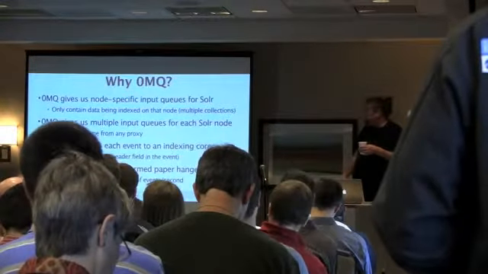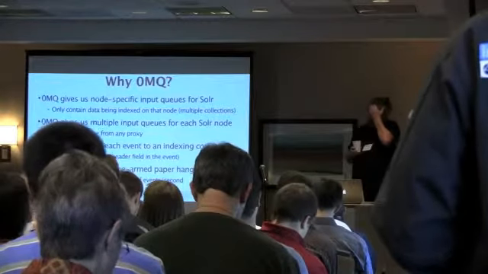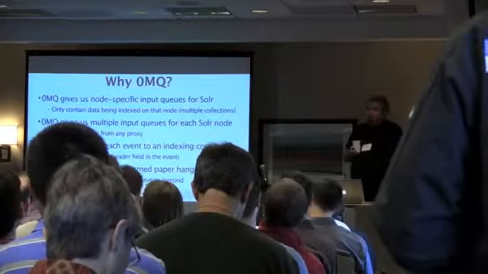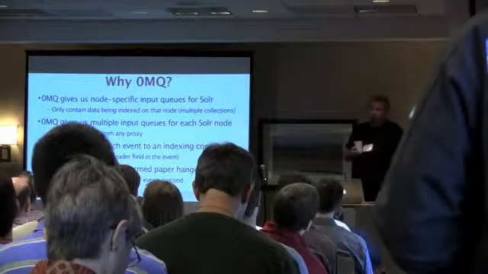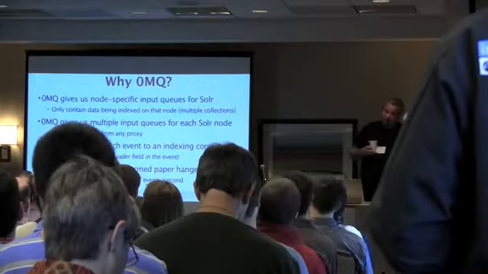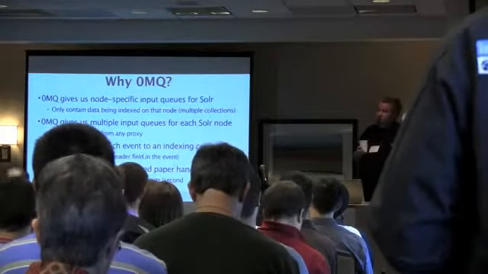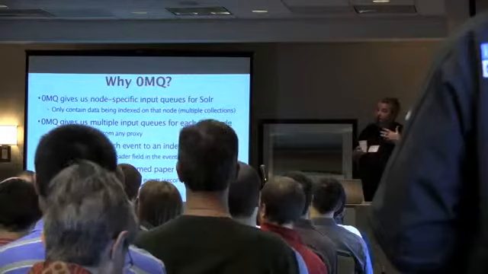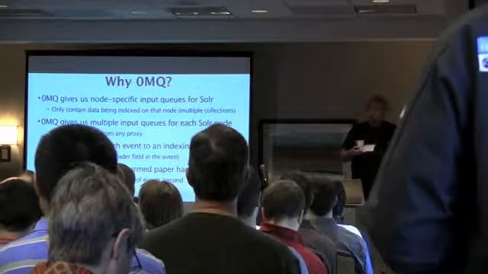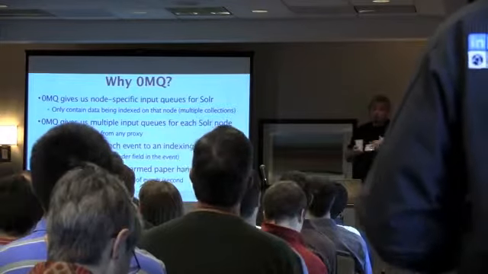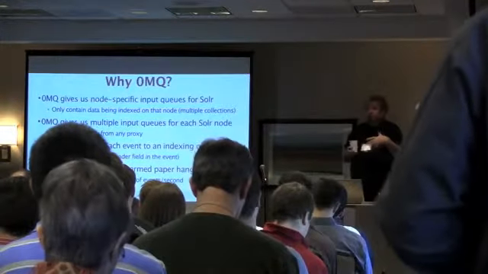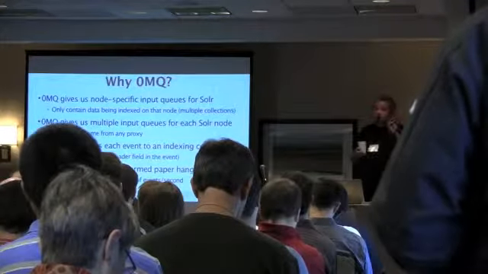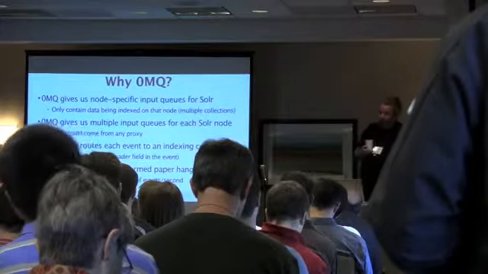So 0MQ, why did we choose 0MQ? I did a very brief evaluation of a lot of queuing systems, and 0MQ was by far the fastest, by an order of magnitude faster than anything else. Since we're building for high input rates, that was the most important thing. There are some things that 0MQ doesn't do that other systems do, like durability. But the really important thing is you can pump massive amounts of data through. You can get a million events a second through a single commodity node in 0MQ, which is pretty amazing.